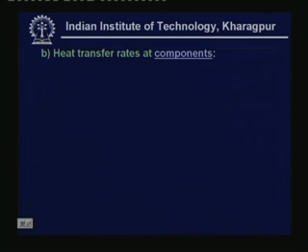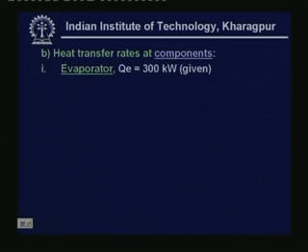So, we have found the required properties. Now, I mean required mass flow rates. Now, let us find out the heat transfer rates at various components. Evaporator QE is equal to 300 kilowatts, this is the information given in the problem itself.